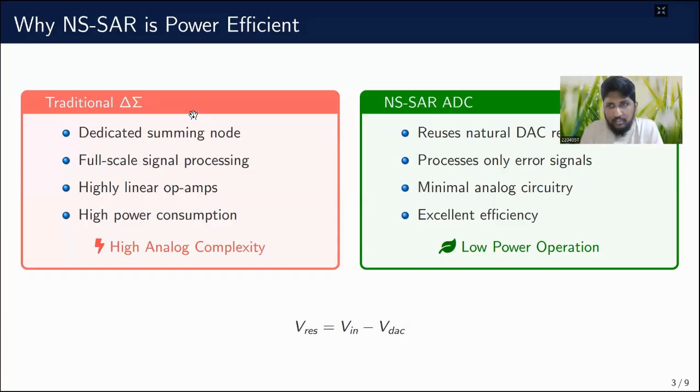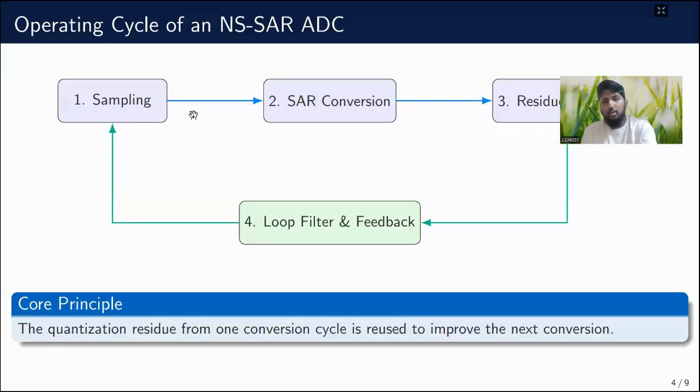If we talk about the operating cycle, there are four main stages. First one is sampling, second one is SAR conversion, third one is residue extraction, and fourth one is loop filtering and feedback.